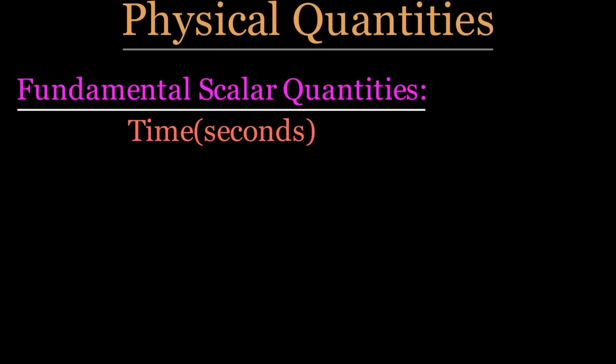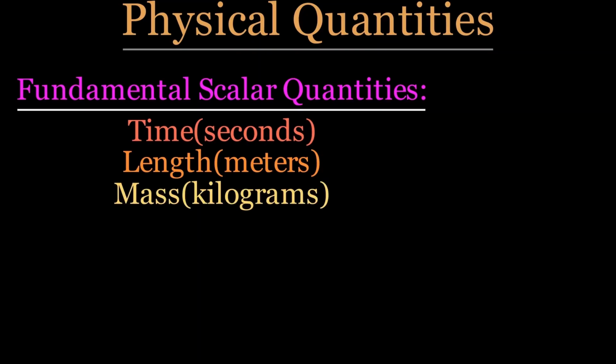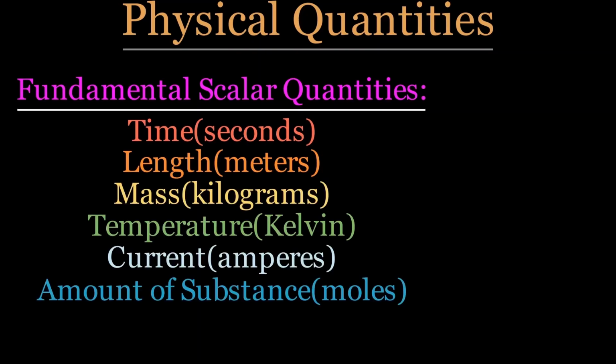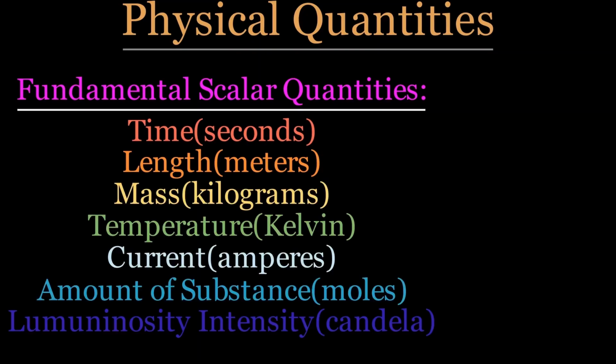All right. Again, you already know this, but I'm just going to go through them again. By fundamental, we mean that they are not derived. So these are the base scalar quantities. They include time, length, mass, temperature, current, amount of substance, and luminous intensity, and these are their associated units.